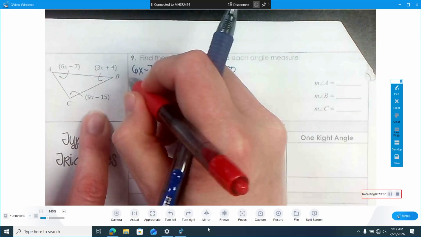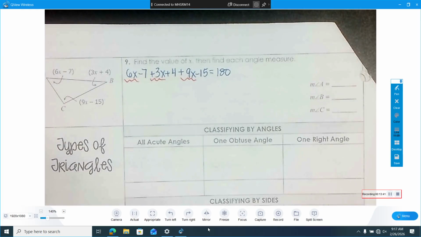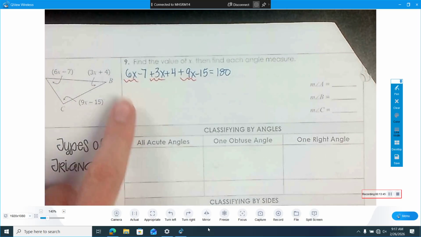Combine like terms. You guys are awesome. Have I told you lately how awesome you are? No. You guys are awesome.